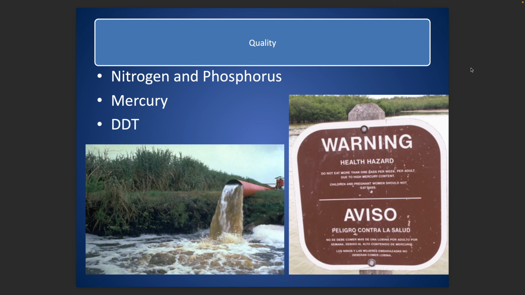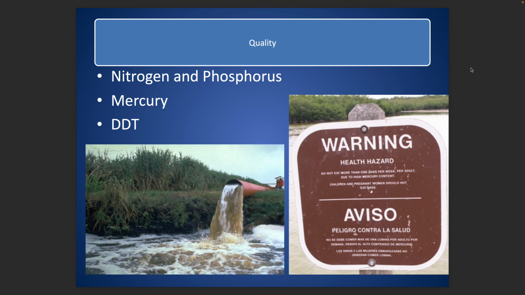Who remembers where nitrogen and phosphorus might come from in agriculture? From fertilizer use, yep. Excess fertilizers will run off and then create a process in the water called eutrophication, which I think we should definitely review, right? Eutrophication. Okay. And mercury, also a big one.